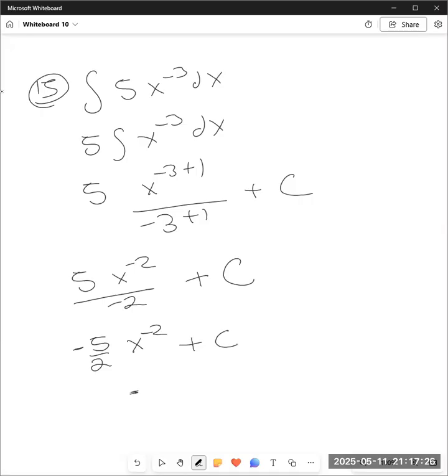It would be just as correct to call this negative 5 over 2x squared plus c as well. But if we start off with fractions with x's in the denominator, let's end with fractions with x's in the denominator. If we start off with negative exponents, let's end with negative exponents. That's usually what the textbook expects from us.